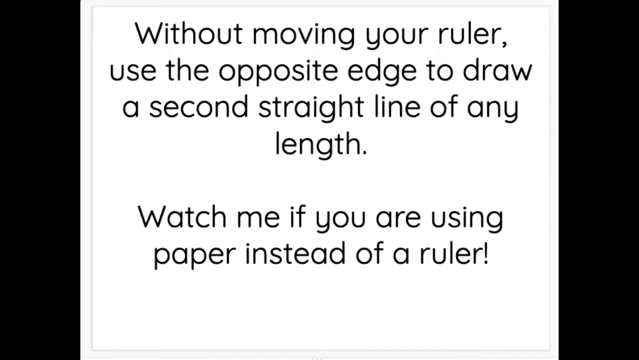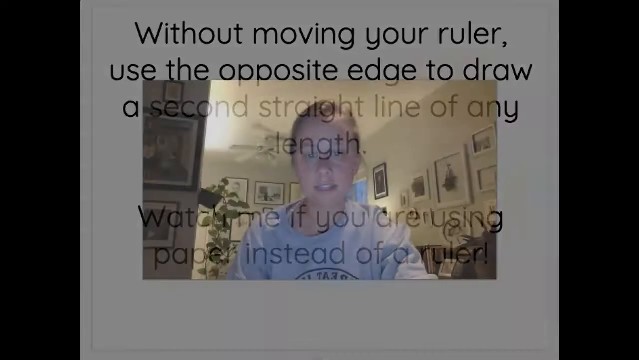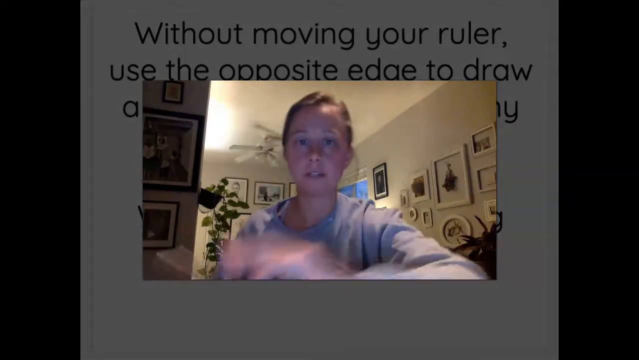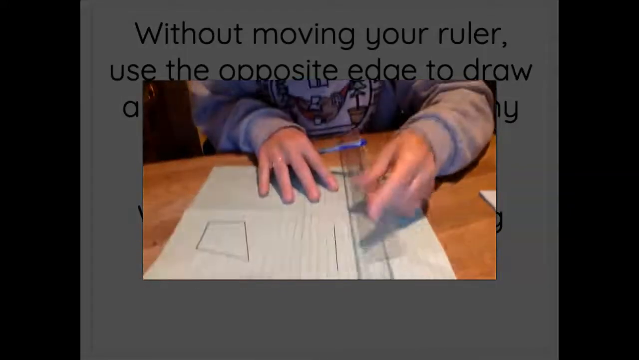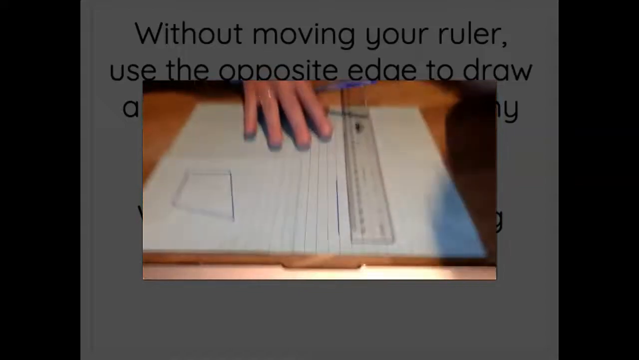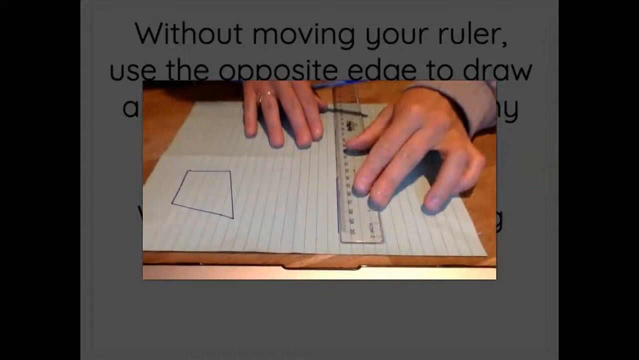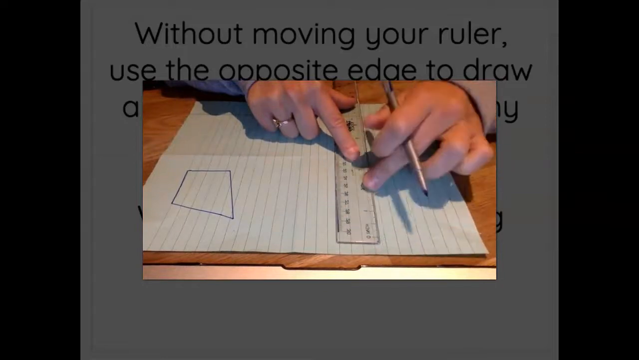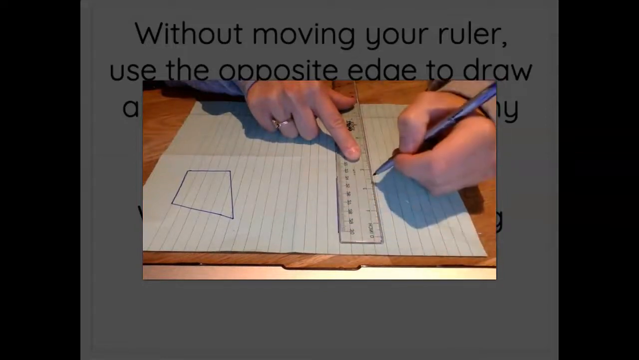Now, without moving your ruler, if you used a ruler, use the opposite edge to draw a second straight line of any length. Let's watch me do this first now so you guys can see it. So, if I was using the ruler, I would take my ruler. So if you've got a ruler, you can do it this way. So line it up right on that line that you had. And then you're just going to draw another line on this other edge of the ruler. So they should be perfectly lined up. So I would just take this and draw another line like this.